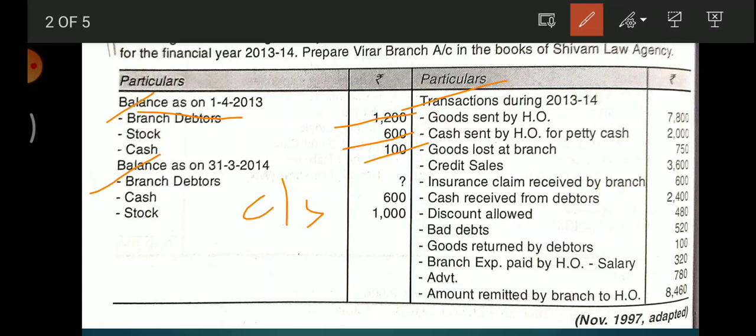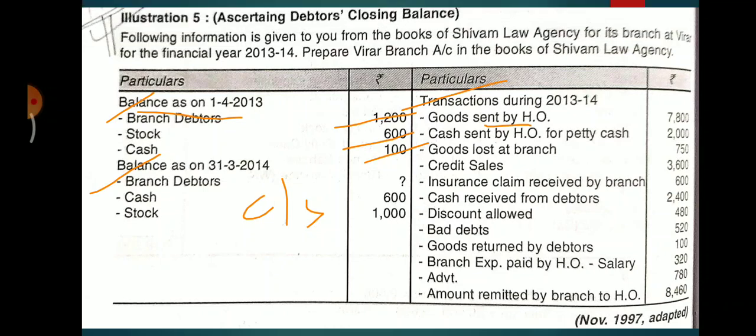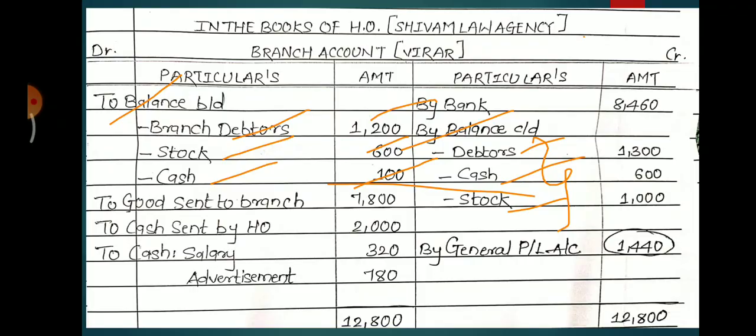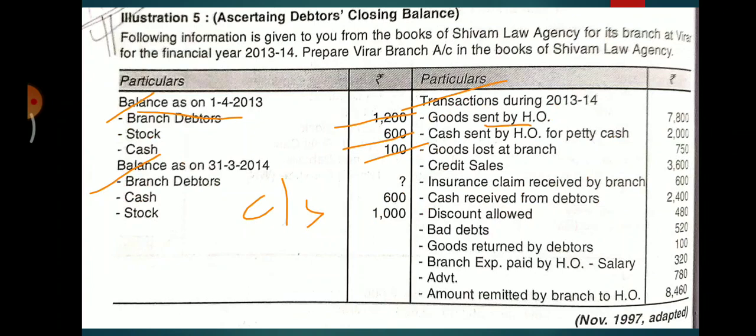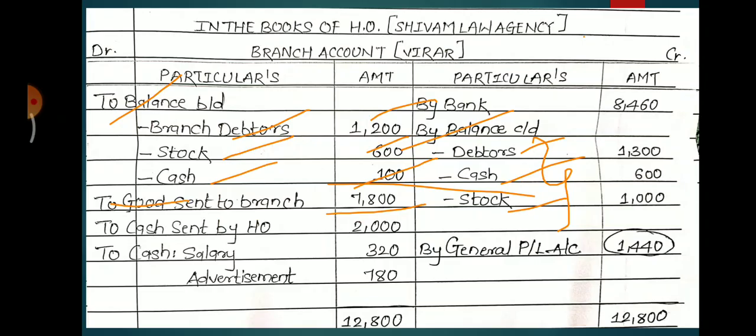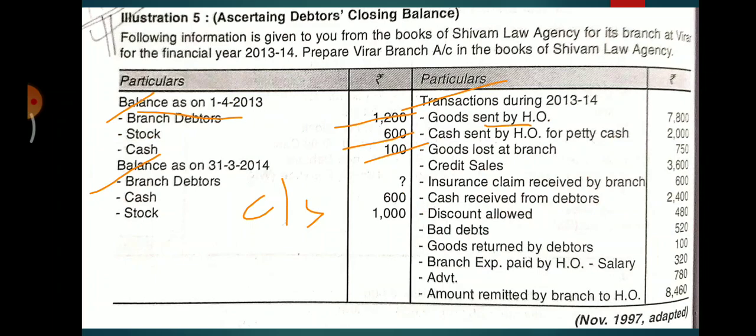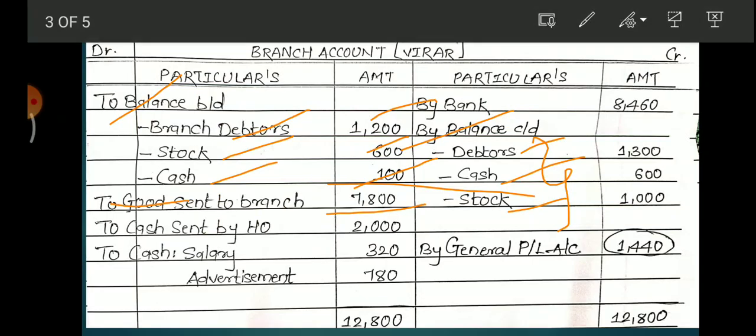Okay, so here we'll see to it. So transactions during 2013-14. Then goods sent by head office: head office sent goods, so the branch will receive, so it will be mentioned on the debit side, 7800. Goods sent to branch 7800. Then next is cash sent by head office for petty expense. Again, cash sent by head office, branch will receive, amount rupees 2000. To cash sent by head office 2000.